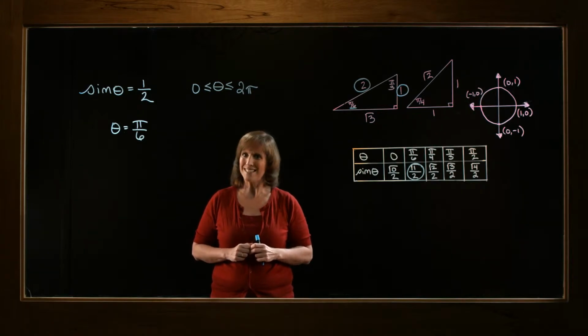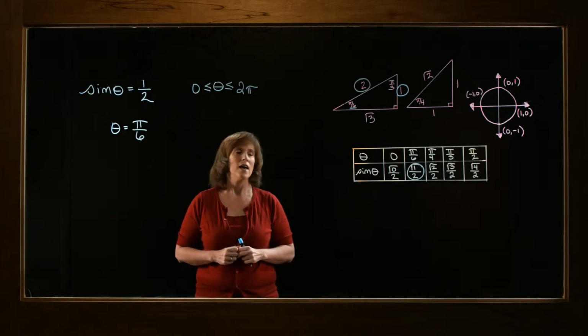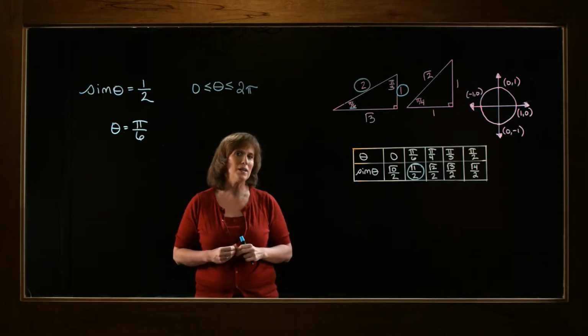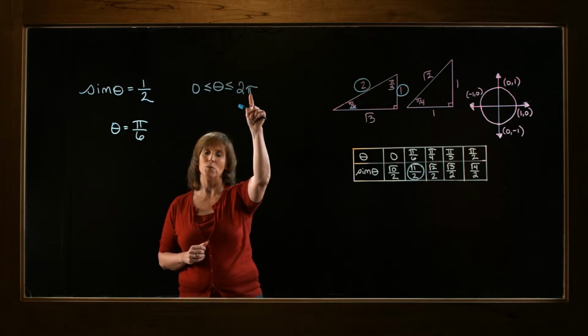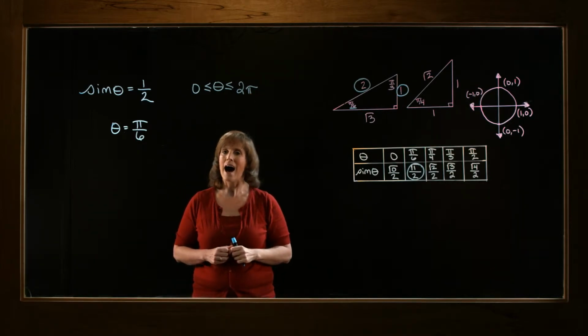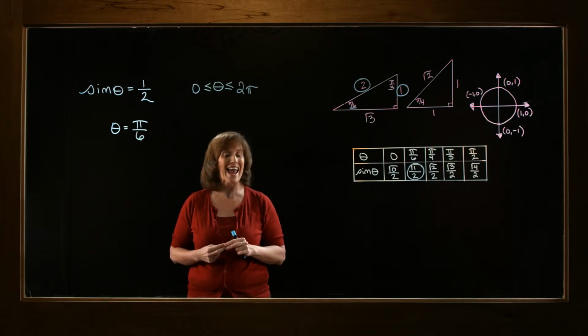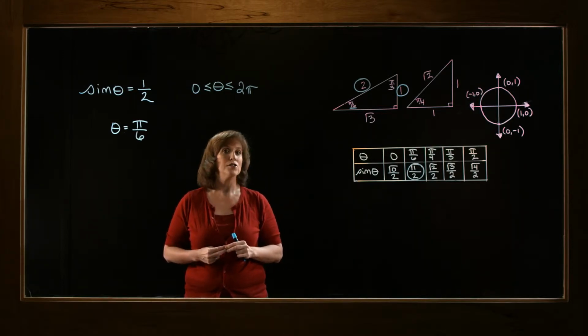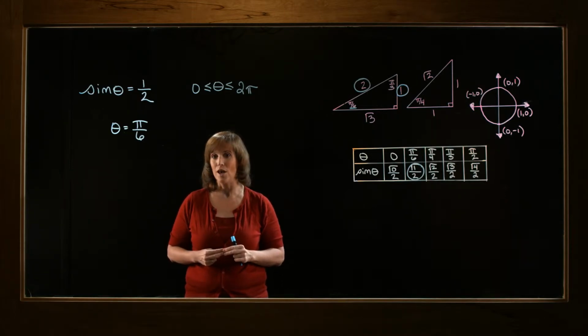Okay, but we're not done yet. Regardless of which technique you use, the answer you're going to get will only be an acute angle. And I'm looking for all of the answers between 0 and 2 pi. I know that the sine is positive in both the first quadrant and in the second quadrant. So I need to think about an angle that's in the second quadrant whose reference angle is pi/6.